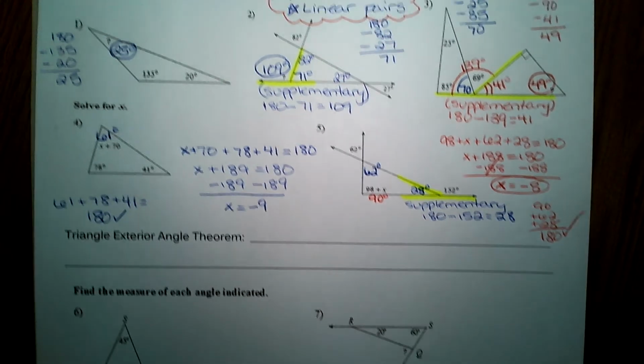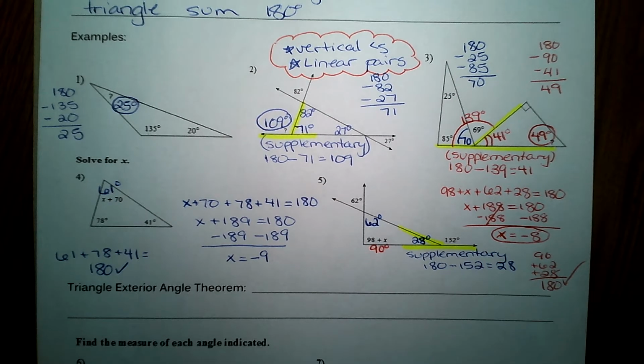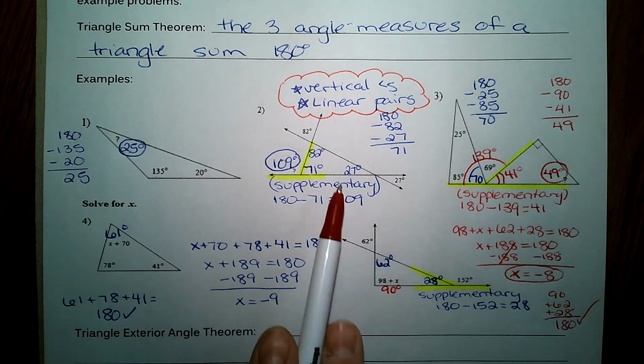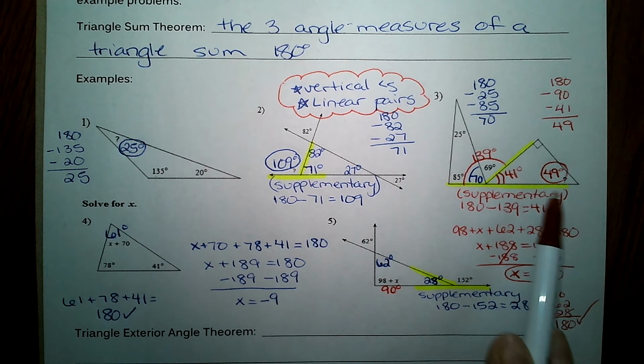Okay, so to sum up these 5 examples, hopefully this gave you a really good look at what's going on within the angles of the triangle. It does not matter the size or shape of the triangle. We've got obtuse angles, we've got acute angles, we've got right triangles. All the 3 angle measures will always sum up to 180 degrees.